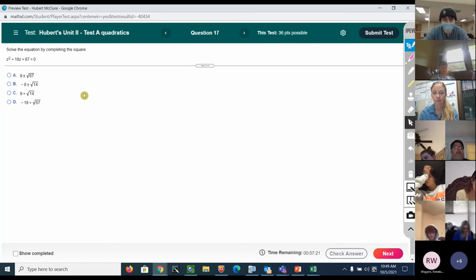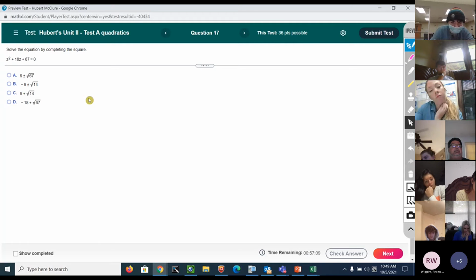Solve the equation by completing the square. X squared plus 18x plus blank is equal to -67 plus blank. Half of 18 is 9. 9 squared is 81.